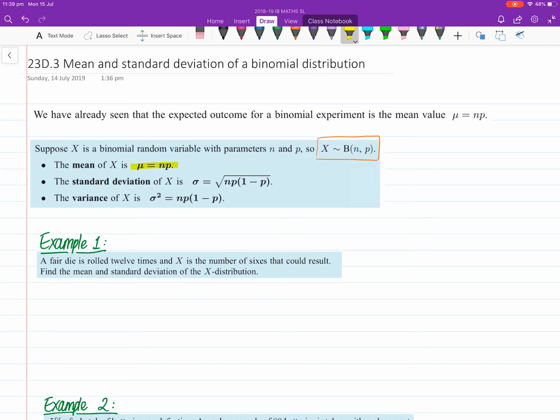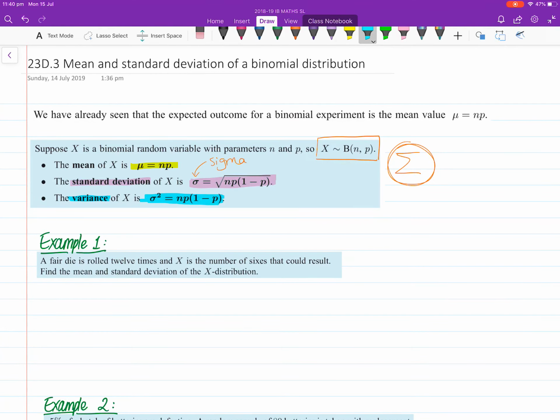Standard deviation is this one here. Remember, this little symbol is a small sigma, whereas the total is capital sigma. This is little sigma over here, which is equal to the square root of n times p bracket 1 minus p. And variance, which is related to standard deviation, is sigma squared. You can obviously see that when you square root both sides, you get the standard deviation that I've highlighted in pink.